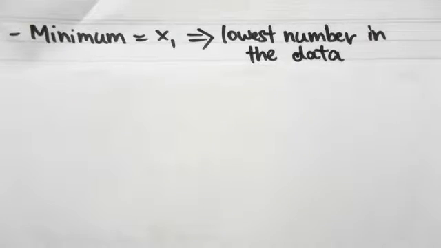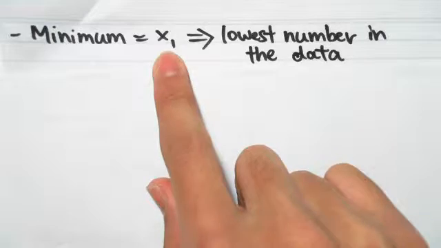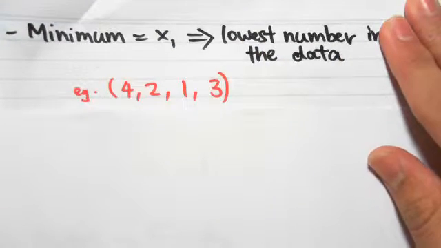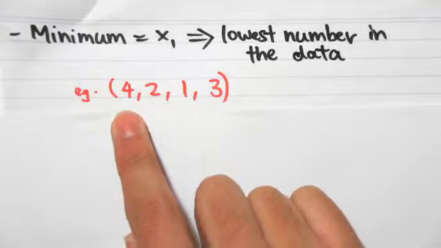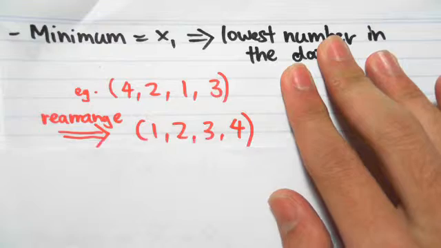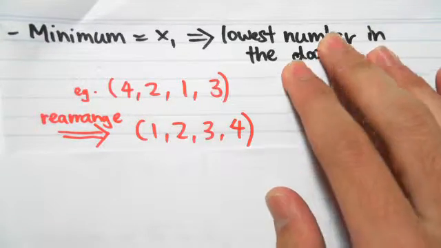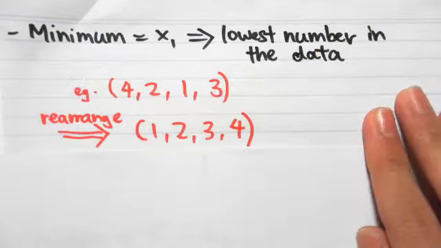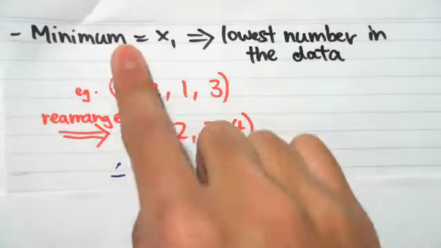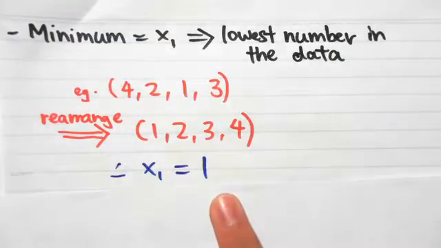The first number that we'll go through is the minimum, which is x1. That's normally the lowest number in the data. One good example is, let's say we're given a set of data 4, 2, 1, 3. The first thing to do is obviously to rearrange them from lowest to highest. So 1, 2, 3, 4. Obviously here the lowest number is just 1. So we can conclude here that the minimum of this set is 1. And that's the first number of our 5-number summary.